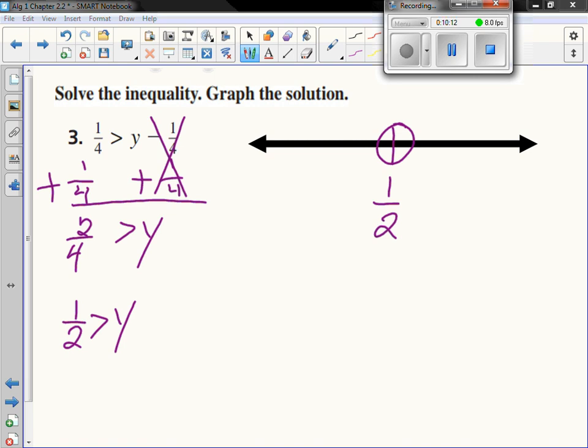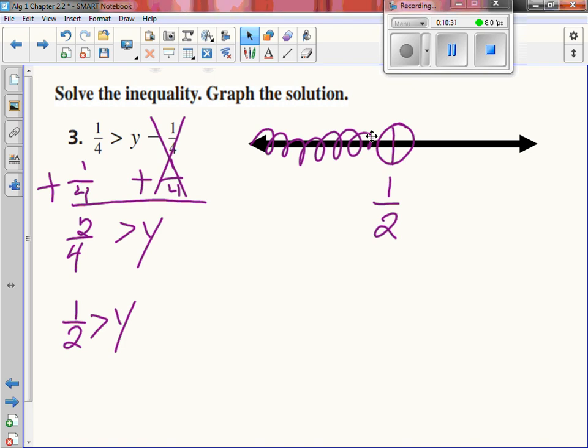So all the values of y should be what? Smaller, or less than 1/2, yes? So would we shade to the left or to the right? To the left, yes. Questions on this? Any questions on anything we've done so far?